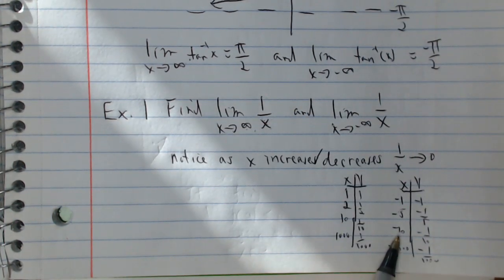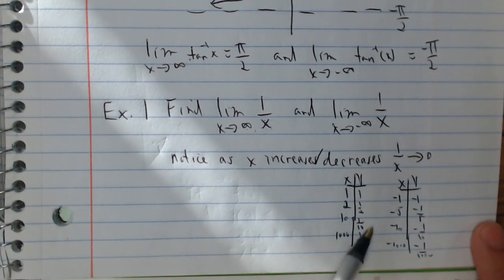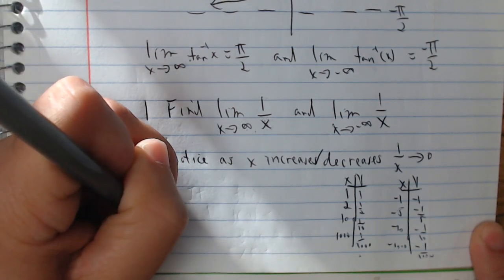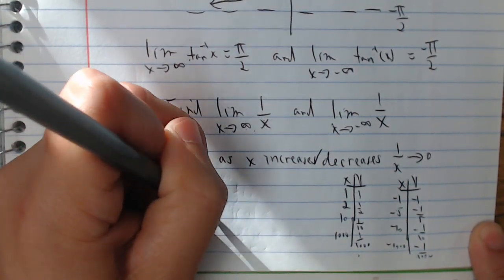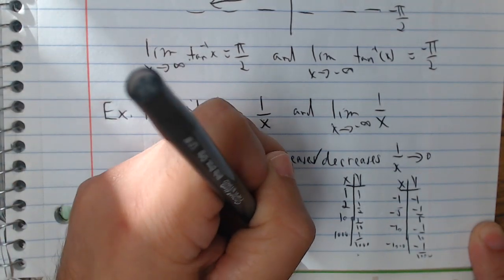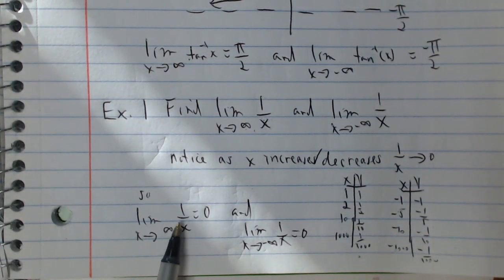So what we notice here is, you could say, look, as x goes to infinity, my y values, or 1 over x, goes to 0. And as x goes to negative infinity, my y values, which is the 1 over x, goes to 0 as well. So we could say the limit as x approaches infinity of 1 over x is 0, and the limit as x approaches negative infinity of 1 over x is 0. So what happened is 1 over x has a horizontal asymptote and only one horizontal asymptote, which is at y equals 0.